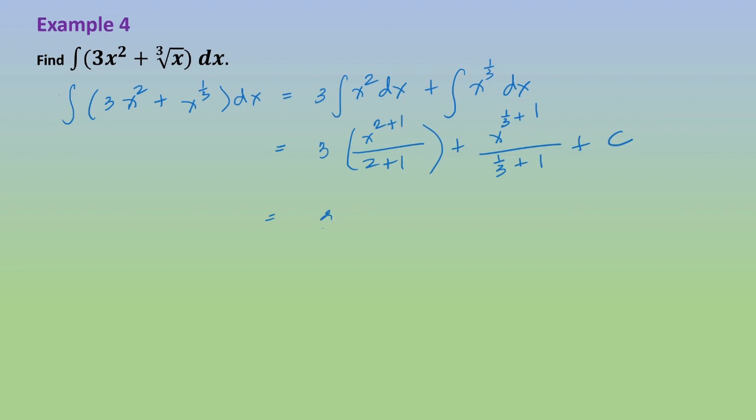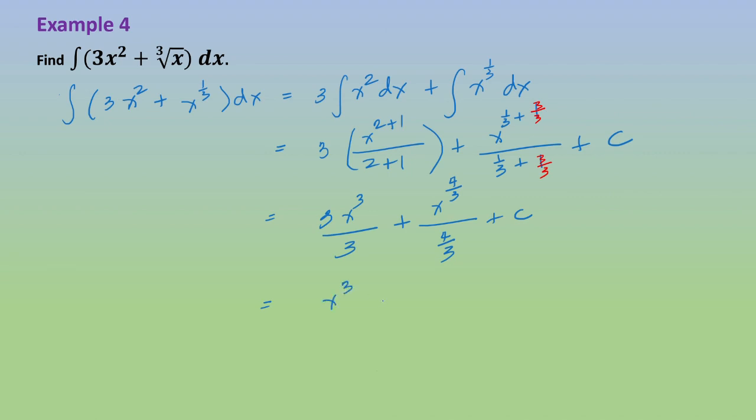So simplifying, this would be 3, and then x cubed over 3, plus x raised to 1/3 plus 1. Same thing here, so we have x raised to 1 plus 3, that would be 4 over 3, over 4 over 3, and then plus c. So 3 over 3 would be 1. So what's left is x cubed.